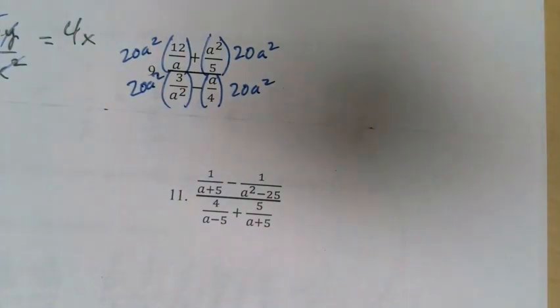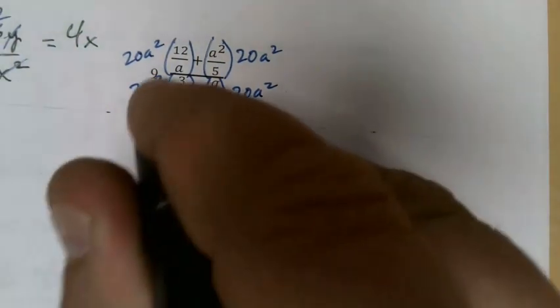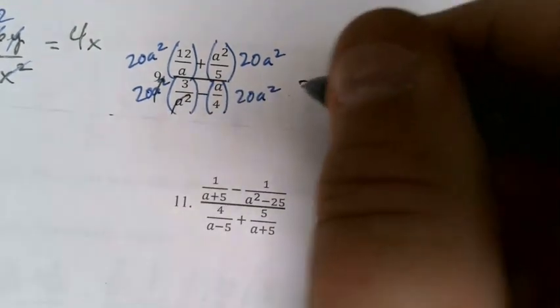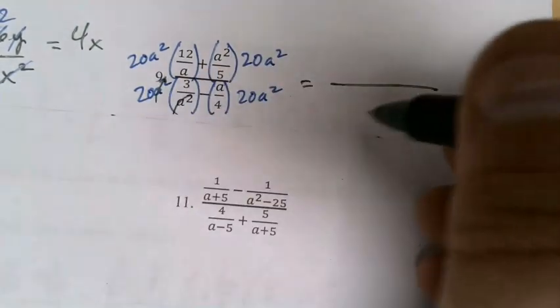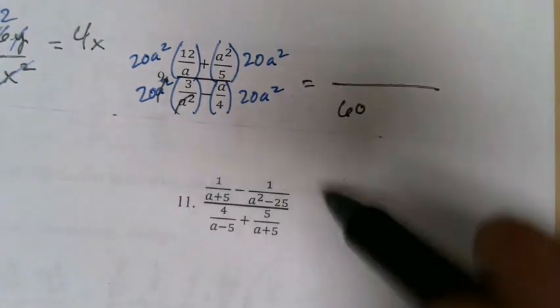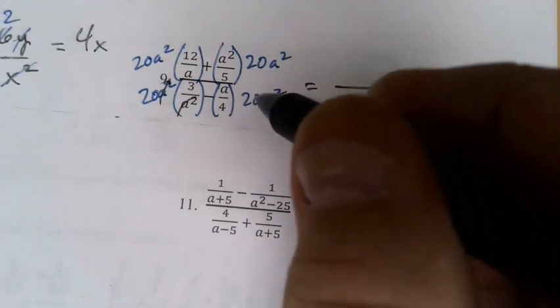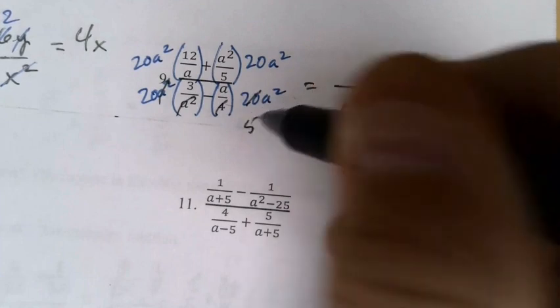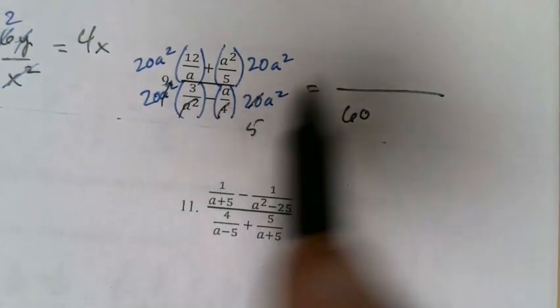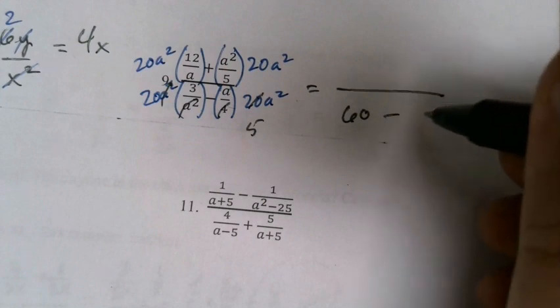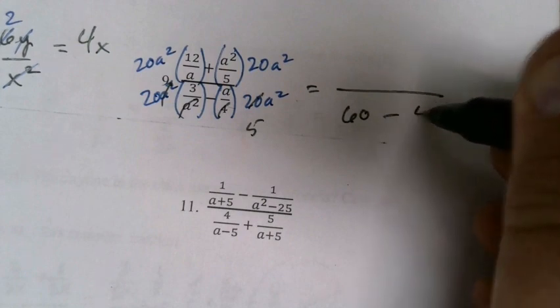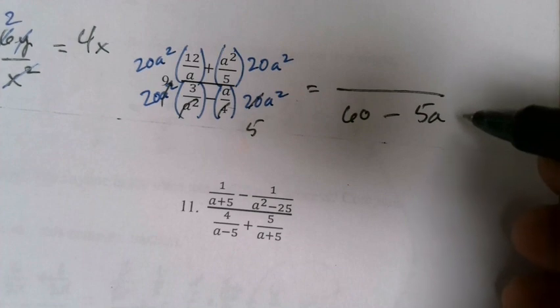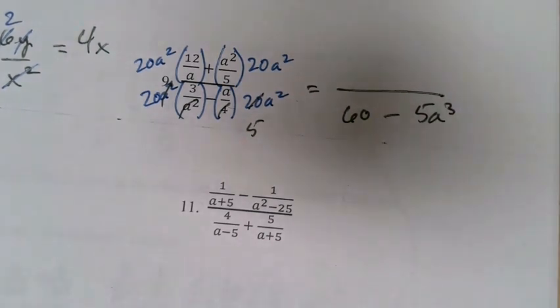20 a squared and 20 a squared. Okay, now check out what happens. Here, a squared wipes out a squared, and I just get 20 times 3, that's 60. Here, 20 divided by 4 gives me a 5, and I have minus a times 5a squared. Well, that's a negative a times 5a squared, which is negative 5a cubed.